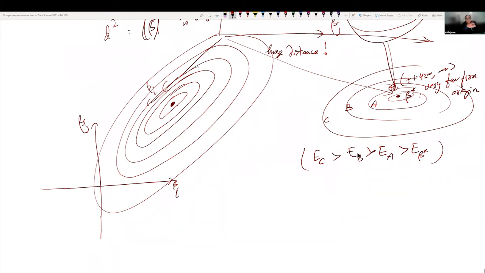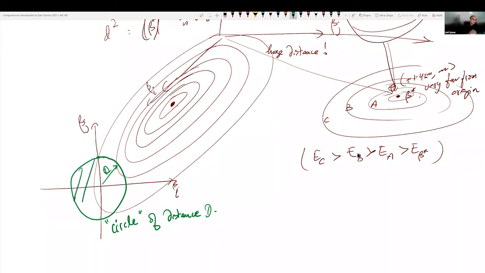I just made it two dimensions. Just pick any two, beta i, beta j, and you get something like this. And so the hypothesis is, what if we did this? We say we're not going to go so far, because we know if we go hunting for the solution that far, we get into trouble. So I make a circle of some distance D, and you can say that I will look for solutions only here in this region.